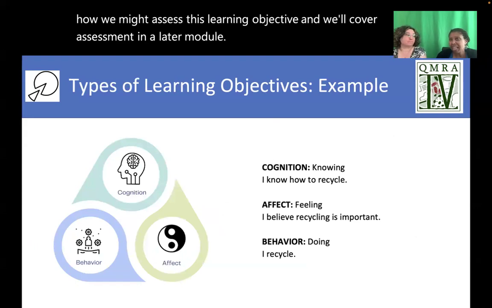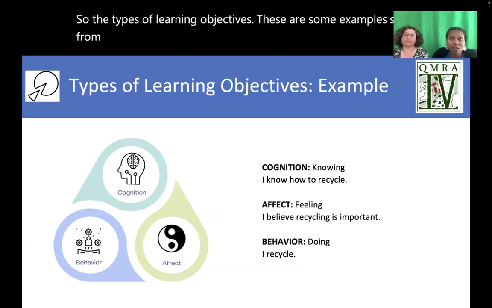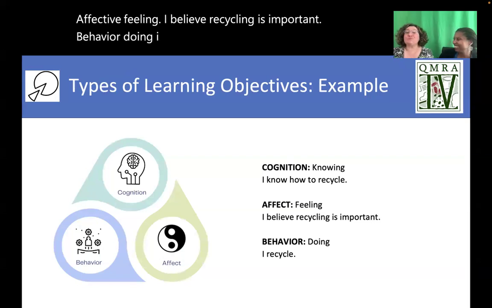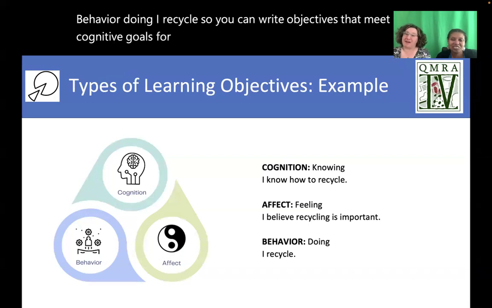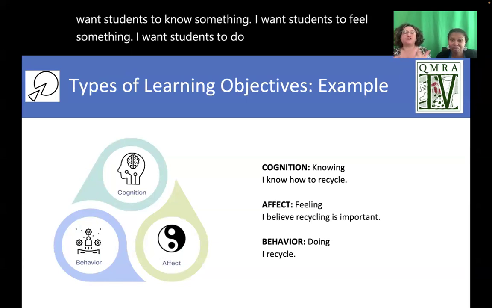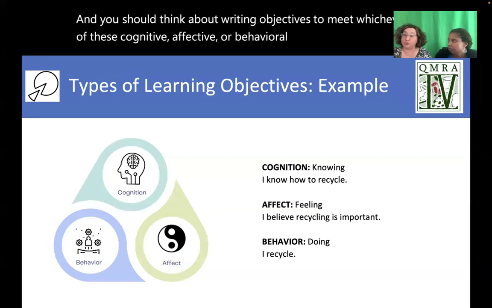So the types of learning objectives, these are some examples. Cognitive, knowing: I know how to recycle. Affective, feeling: I believe recycling is important. Behavior, doing: I recycle. So you can write objectives that meet cognitive goals for students, affective goals, or behavioral goals. I want students to know something. I want students to feel something. I want students to do something. And you should think about writing objectives to meet whichever of these cognitive, affective, or behavioral outcomes are most important for you in your classroom.